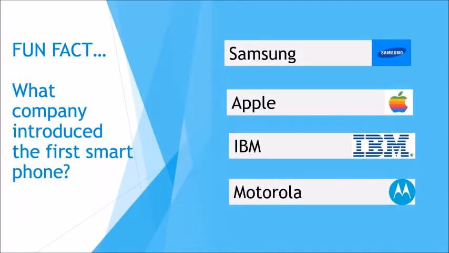But first, I wanted to share an interesting fact I discovered in my research and to test your knowledge. What company do you think introduced the first smartphone? Was it Samsung, Apple, IBM, or Motorola? Well, in 1992, IBM created the Simon Personal Communicator, but the term smartphone was not actually used until 1995. As you know, after that, nothing has been the same since.